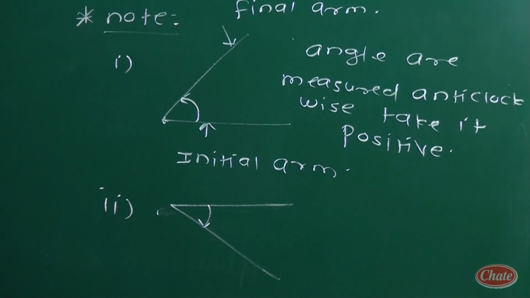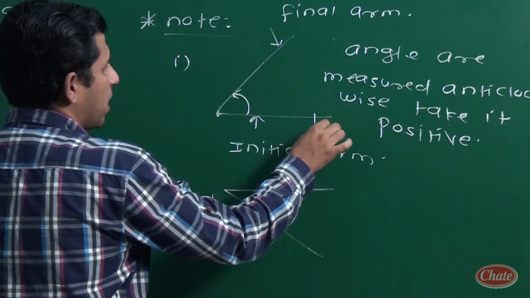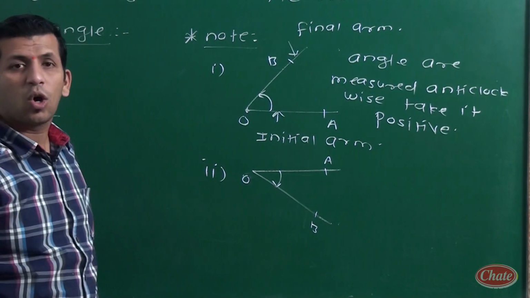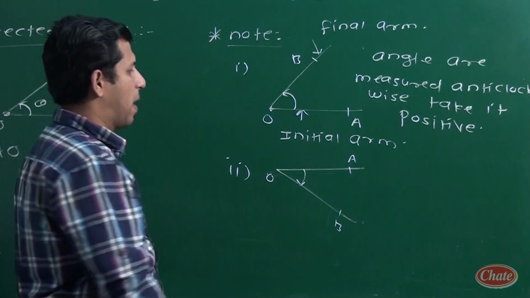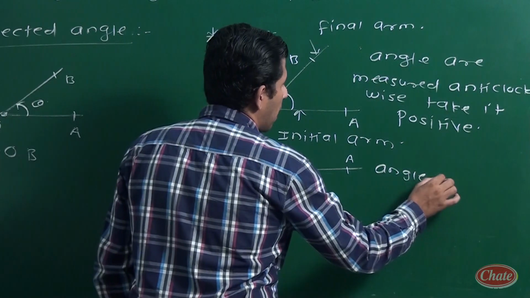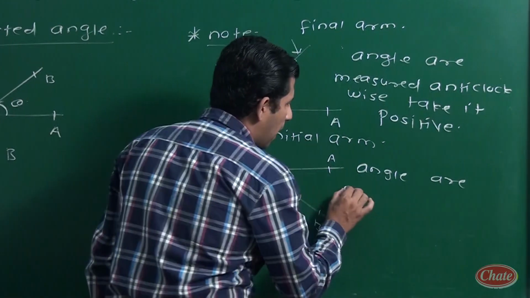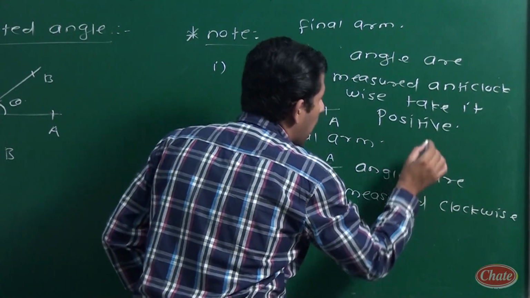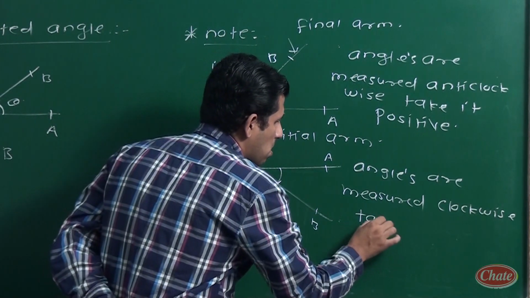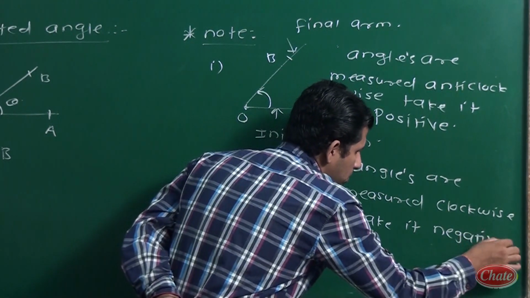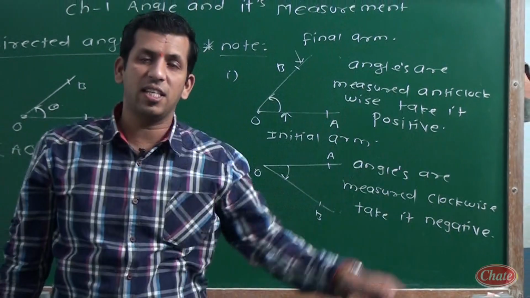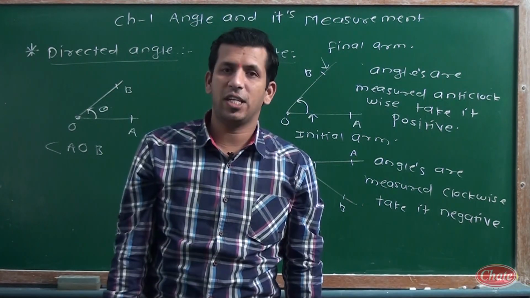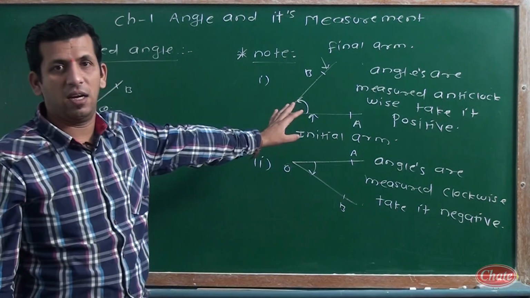And second note: these kinds of angles in clockwise. Suppose this is named A, O, here is B, here is A, O, B. If the angle is measured clockwise, then take that angle as a negative angle, meaning angles measured clockwise are negative. Remember, anticlockwise, opposite to the clock, the angle is positive; clockwise, in the direction of our clock, that angle will be negative. This is the very important concept of the angle. Please go through this concept.